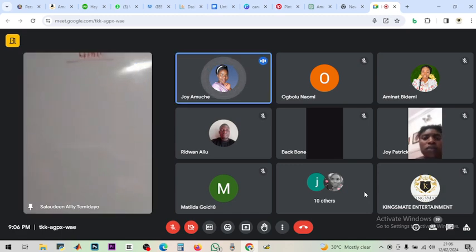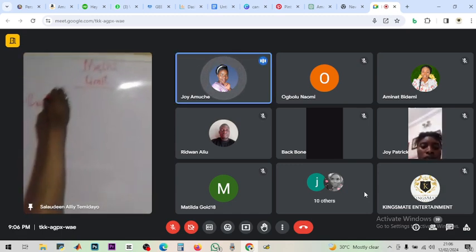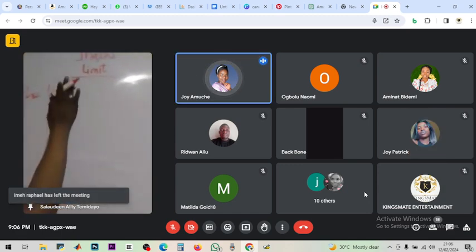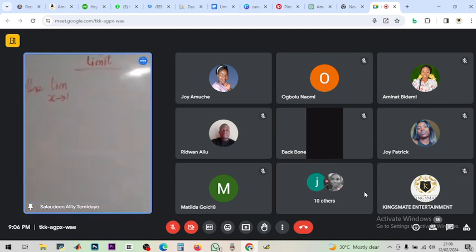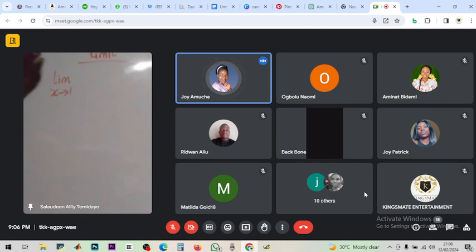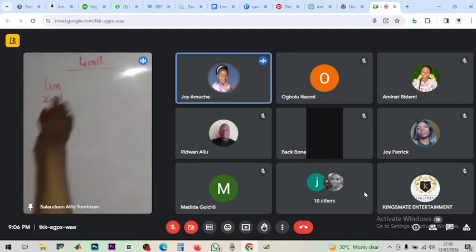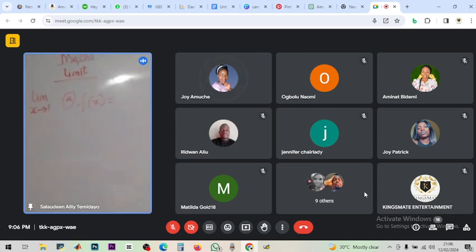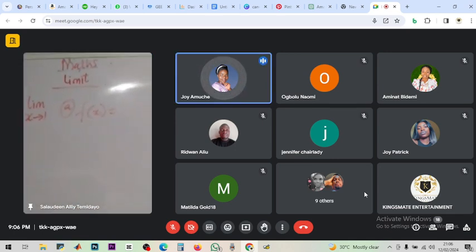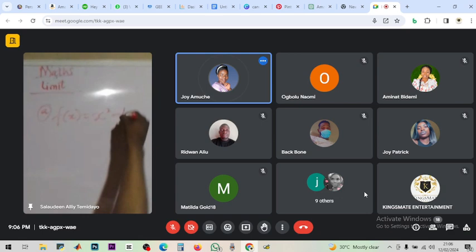Find the limit as x goes to 1. Then find the limit of f of x. f of x equals what? x squared minus 1 over x minus 1.